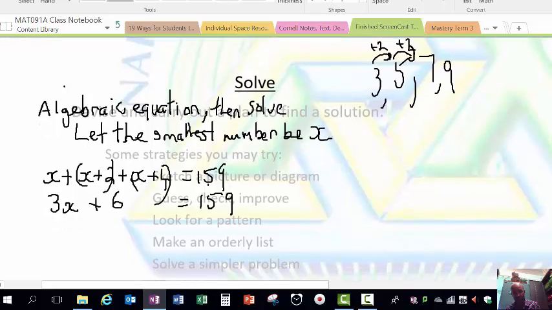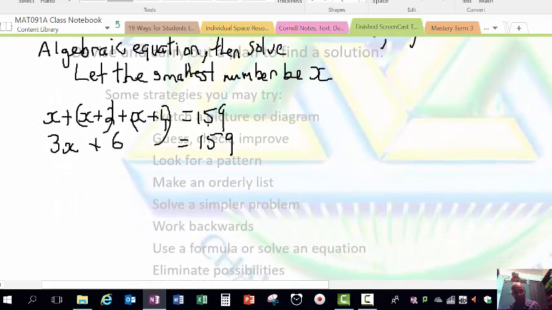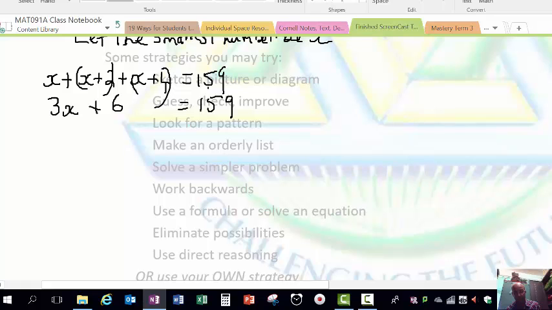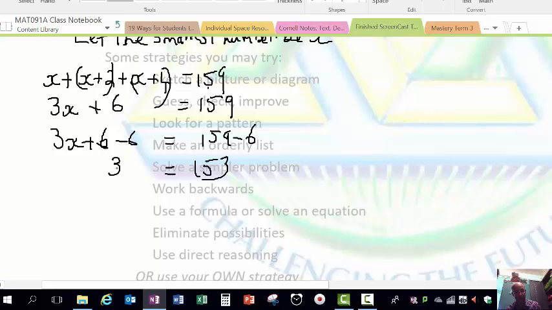Okay, now we can solve that. That's a 2-step equation. You can solve it with a flowchart if you're still in that phase, or if you're ready to solve it vertically, you can do that. So we'd have to go 3x plus 6 minus 6 is 159 minus 6 is 153 on the right side, and plus 6 minus 6 just leaves 3x by itself. Then we have to divide both sides by 3, so we have 153 divided by 3.